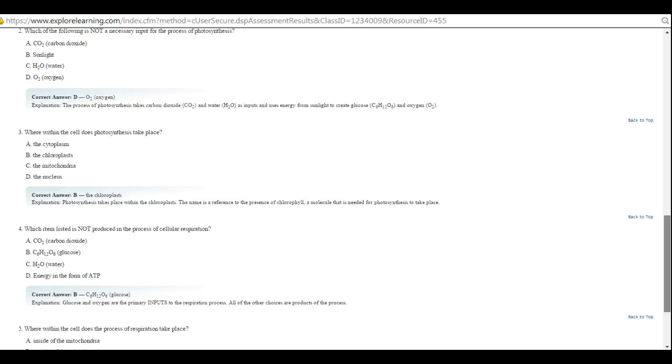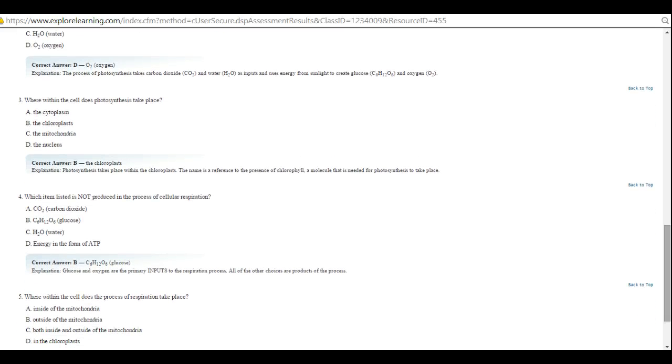Okay, so question number 5. Where within the cell does the process of respiration take place? And as I had said, actually, let me just say, question number 4, 12 of us got it right. So 12 out of 26 for number 4 here. And this was the least successful question right here, number 5. Only 8 of 26 got it correct.